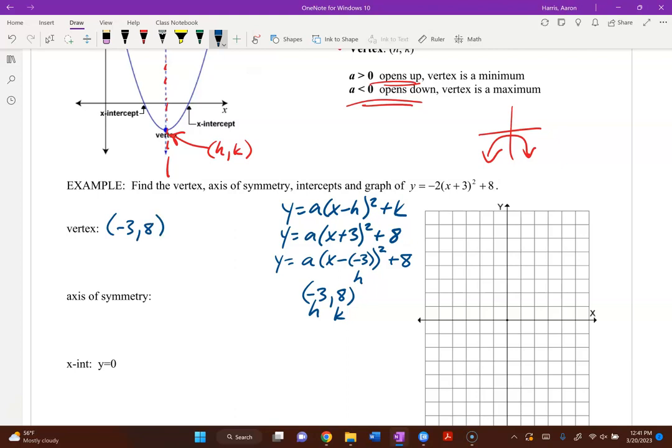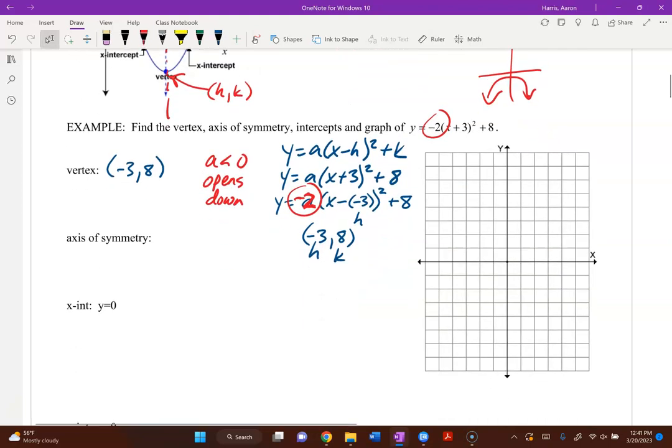(h, k). Now, look at our a. Is the a positive or negative here? Yeah, I forgot. Oops. Yeah, negative there. Sorry, I forgot to write that in. a is negative. It's going to open which way? Down. Yeah, so let's go ahead and put that point on there. (-3, 8). And it's going to open down.